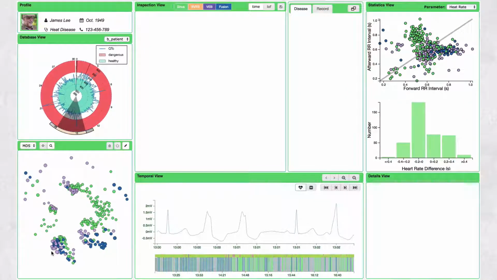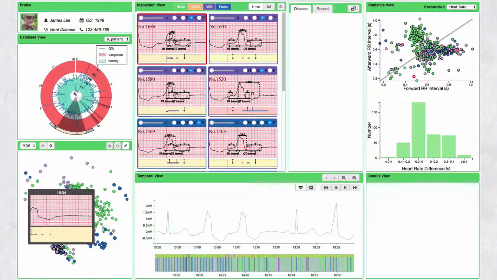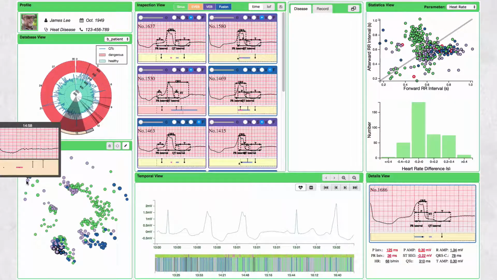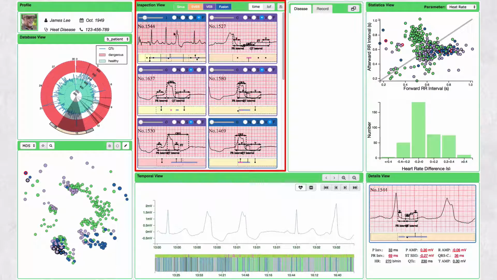In the overview, the outlier degree is indicated by the size of point. To detect anomaly, the doctor can manually brush a group of highly anomalous points, add or omit some points individually, and then investigate the details in the inspection view.